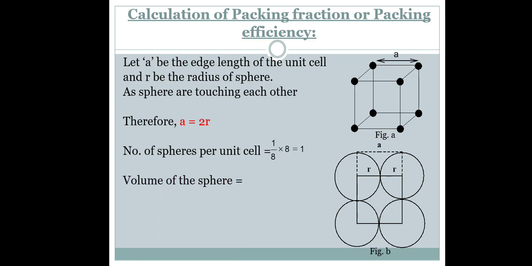Then the volume of the sphere: atoms are considered as hard spheres in the solid state, so the volume of the sphere will be 4/3 πr³. That is very much known. Now what is the volume of the cube? The volume of the cube, what we mean here is the unit cell, because we are talking about a cubic unit cell, and the volume of the cube is a³. From the earlier points, we know that a is equal to 2r. So we have replaced a with 2r, and (2r)³ is 8r³.